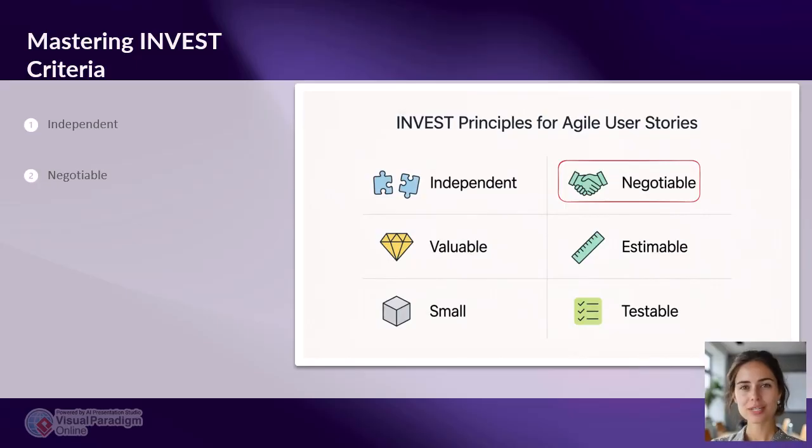Negotiable. The story is not a fixed contract. Details can evolve through conversation. The written card is a placeholder for discussion. Tip: avoid overly prescriptive language. Leave room for technical creativity.